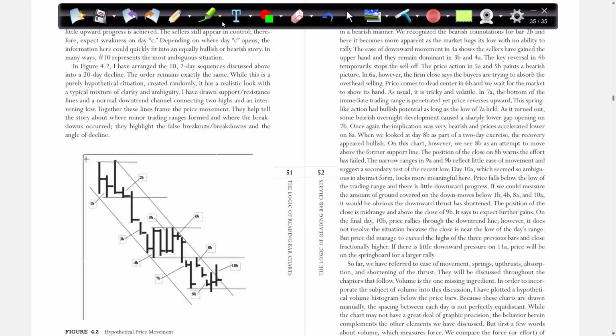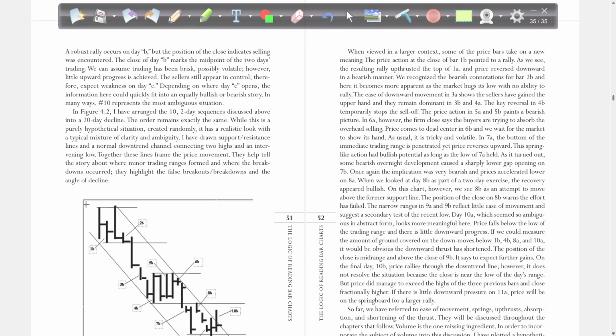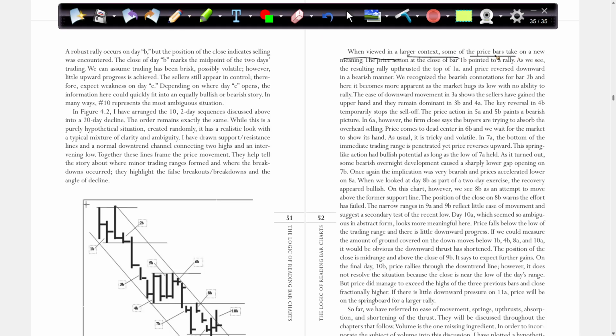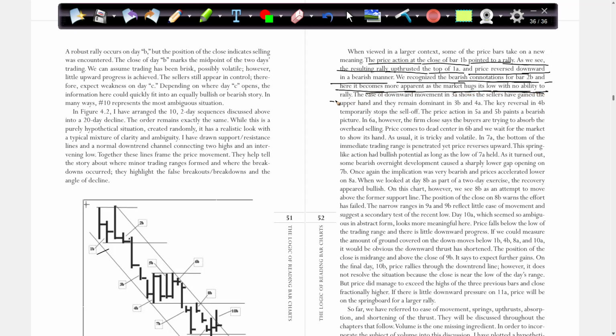So when viewed in a larger context, some of the price bars take on a new meaning. The price action at the close of bar 1B pointed to a rally. As we see, the resulting rally upthrusted the top of 1A, and price reversed downward in a bearish manner. We recognize the bearish connotations for bar 2B, and here it becomes more apparent as the market hugs its low with no ability to rally.